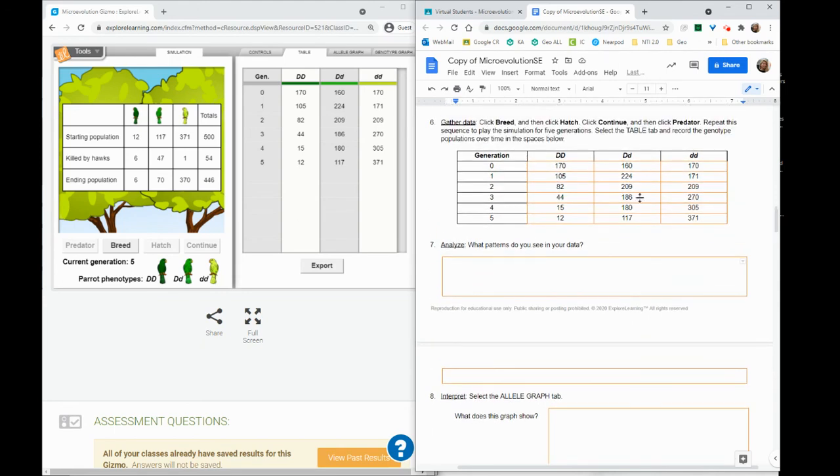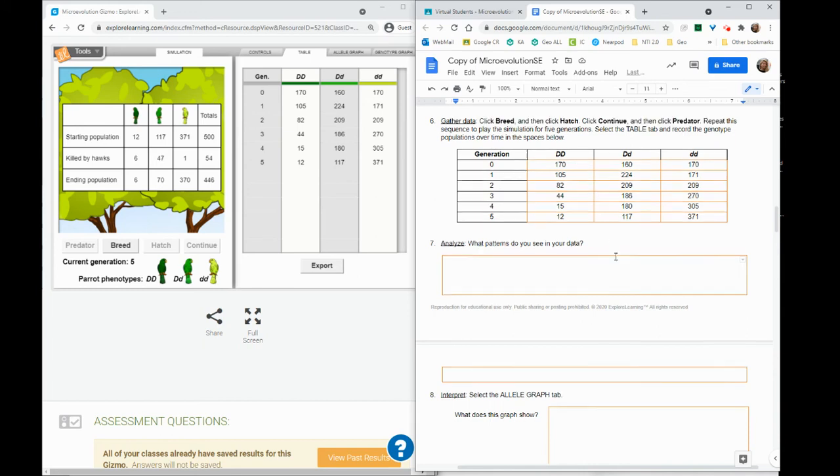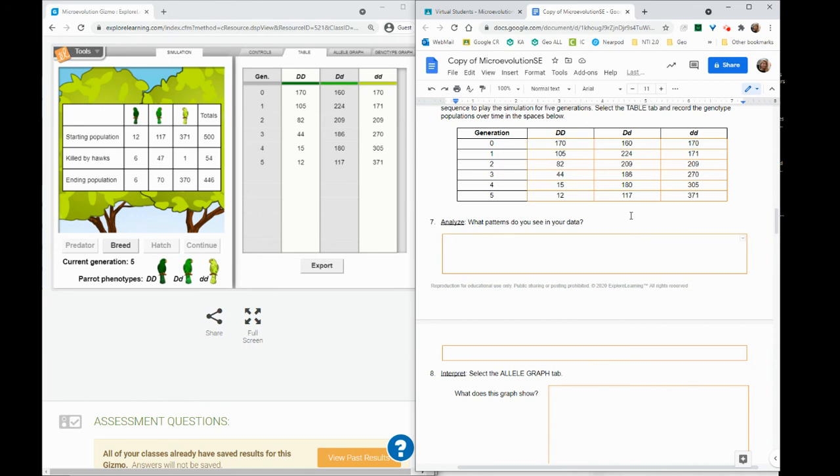So you'll take a look at this table, and in full sentences that are grammatically correct, you will analyze the patterns that you see in your data. So which ones are going up? Which ones are going down? Are they going up quickly? Are they going up slowly? Are they going down quickly? Are they going down slowly? Are they staying steady? Explain all of those patterns that you see. Or which patterns do you actually see? Do they go up and then down? You know, something like that.